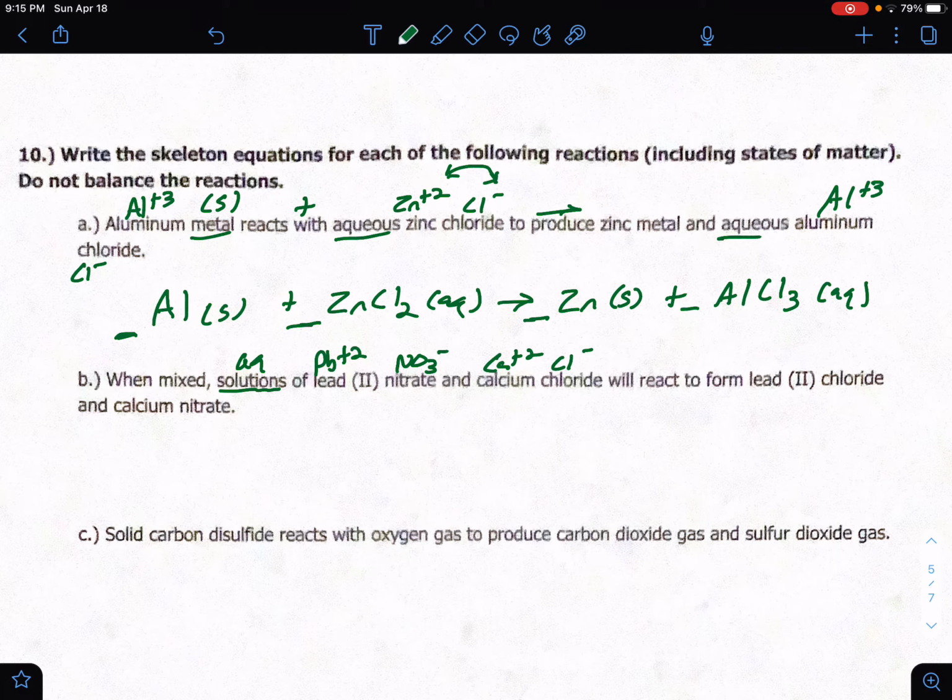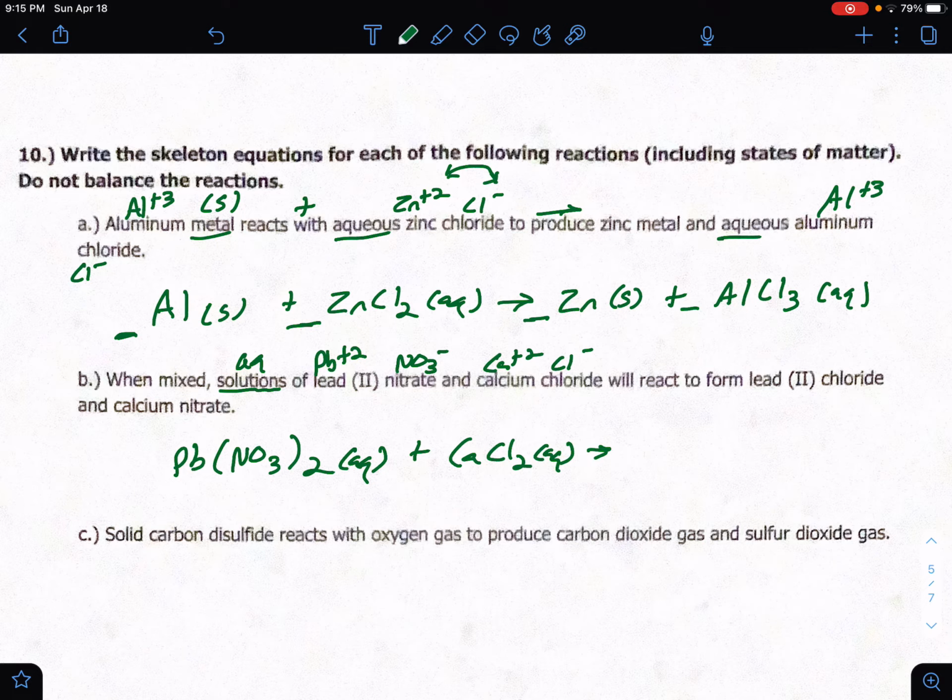So Pb +2 NO3 -1, not balanced, so it means you crisscross. So that means I need 1 lead and 2 nitrates. I'm going to put that nitrate in parentheses and then put a 2. And this was aqueous because it told me. Calcium chloride, so +2 -1. This is not balanced, so this would be CaCl2. And this is aqueous as well.